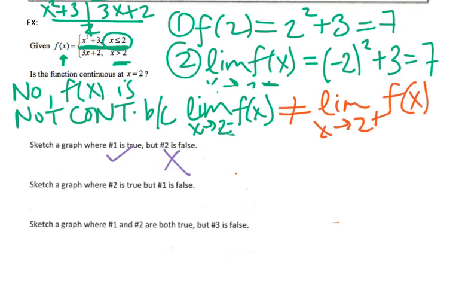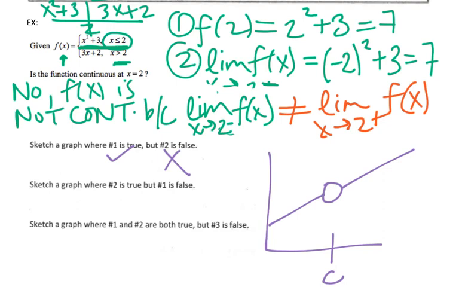Number 2 is true, so the limit exists, but the point is not defined. So similarly, this could be a piecewise function with a hole this time. So the limit exists because it's the same from the left and the right, but the function doesn't exist because there's no point at x equals c. So 2 is true, but 1 is false.